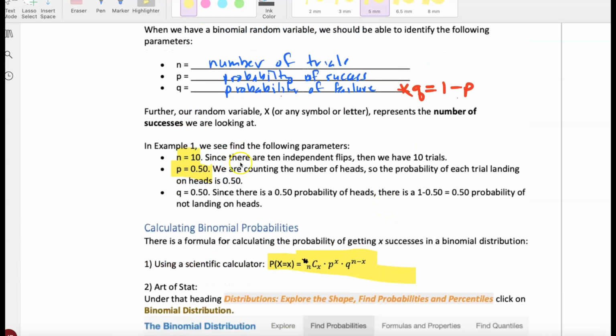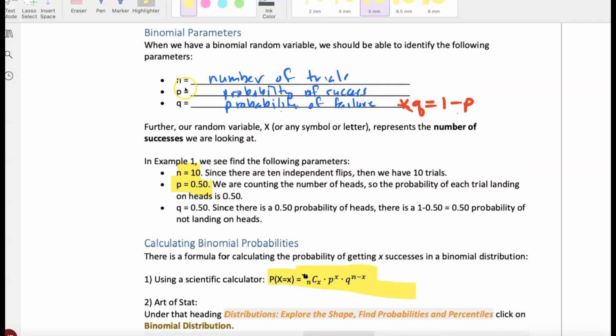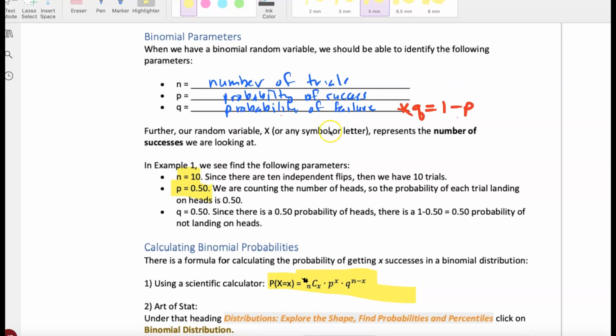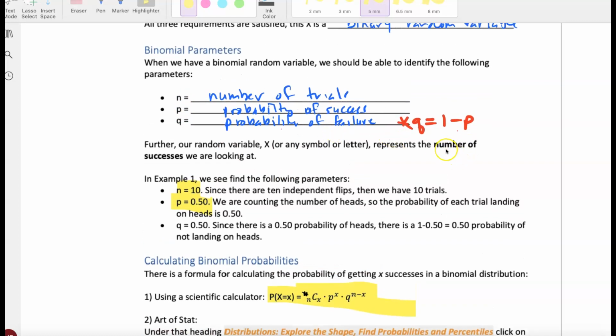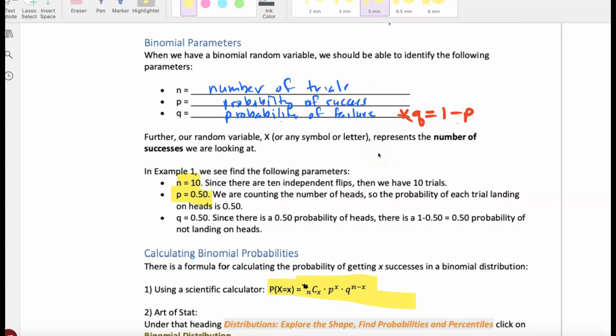So in example 1, we see that your n is 10. That's one of the key variables, the number of trials. P is the probability of success, and we're going to see this p and q throughout the rest of the course. Keep in mind this is the probability of the outcome we're looking for. Q is the probability of failure, and we use the complement rule to calculate that: 1 minus p, 100% minus the probability of success gives you the probability of failure. So keep that in mind.